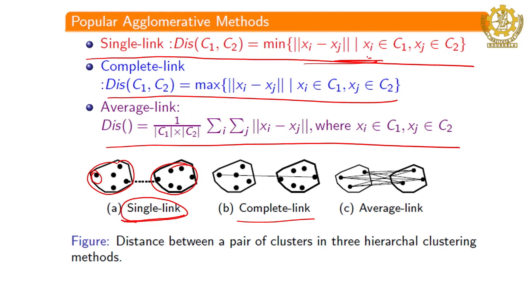Next is complete linkage, or complete link. Complete link is just the opposite of single link. It is the maximum distance between the 2 points. So, here it was minimum, here it is maximum.